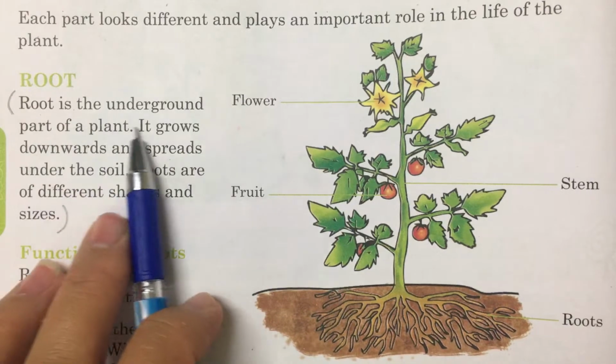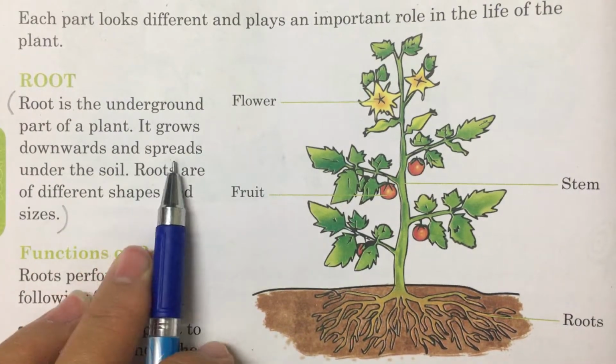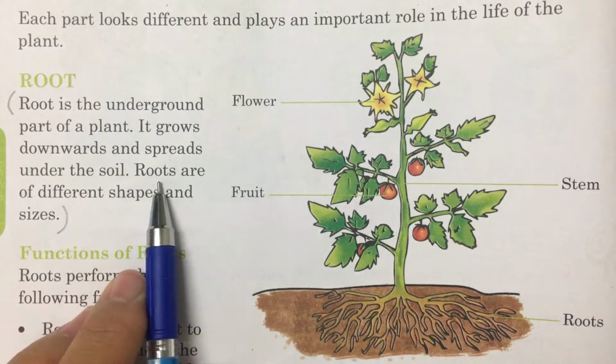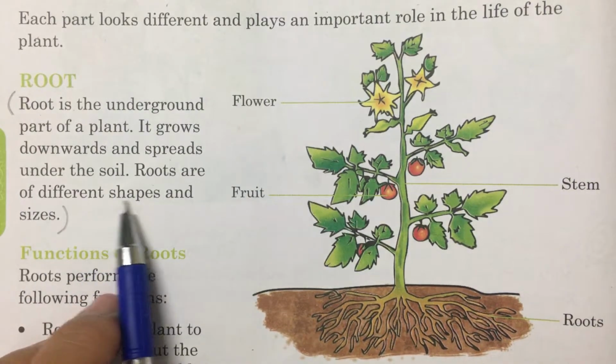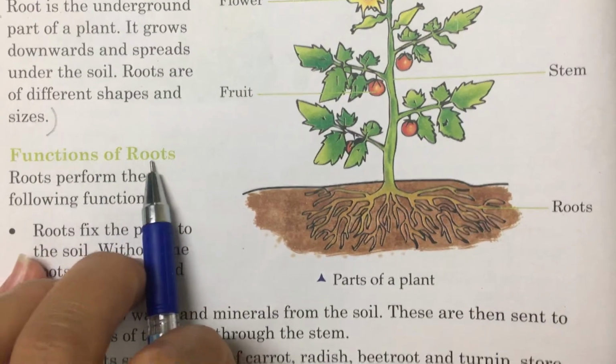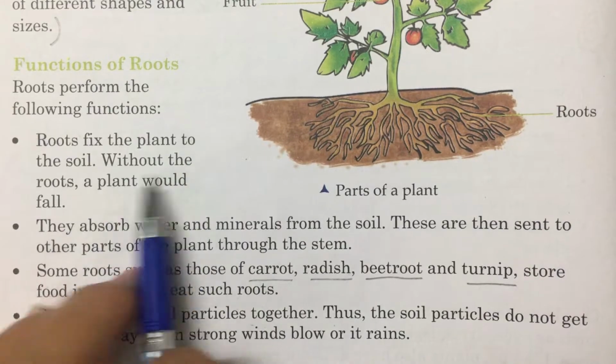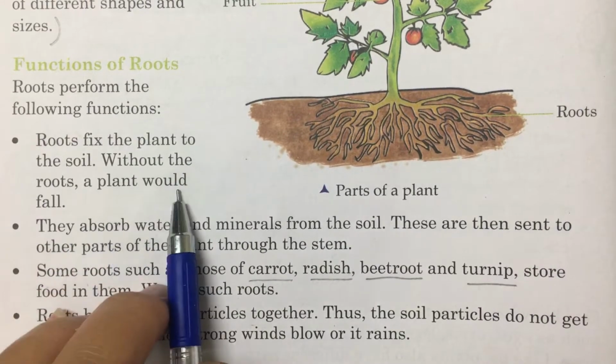Root. Root is the underground part of a plant. It grows downwards and spreads under the soil. Roots are of different shapes and sizes. Now let's learn about the functions of the root. Roots fix the plant to the soil. Without the root, plants would fall.